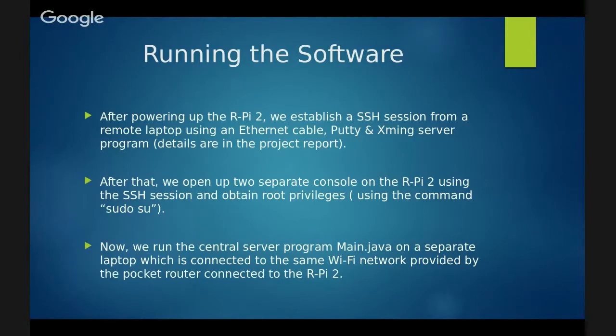software. After powering up the Raspberry Pi 2, we established an SSH session from a remote laptop using an Ethernet cable, PuTTY and the Xming server. After that, we opened a console on the Raspberry Pi 2 using the SSH session, and then we obtained root privileges. After that, we ran the central server program, that is main.java, on a separate laptop, which is connected to the same Wi-Fi network provided by the pocket router connected to the Raspberry Pi 2.